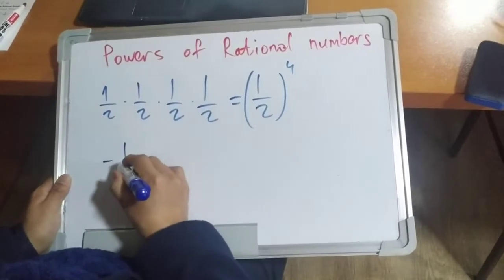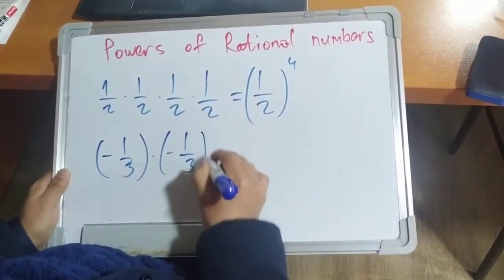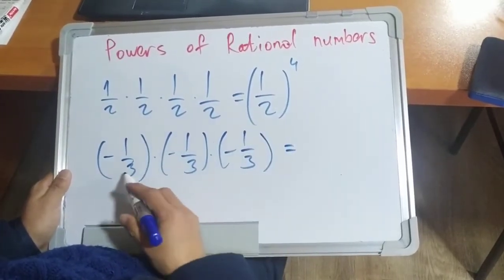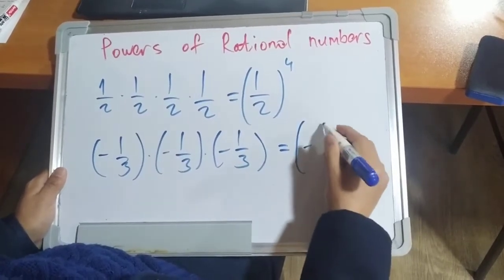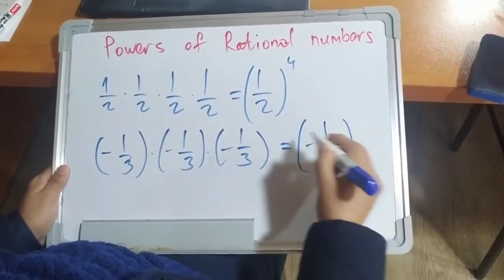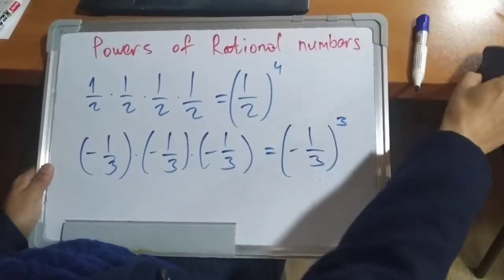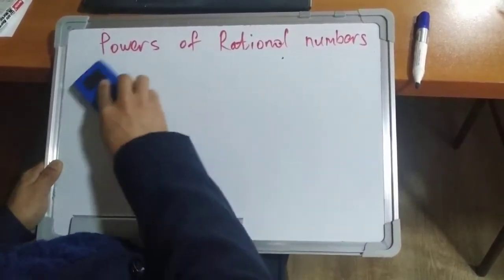Or -1/3 times -1/3 times -1/3 equals: minus times minus is plus, plus times minus is minus. So (-1/3) to the power of 3. And let's look at the rules of powers of rational numbers.